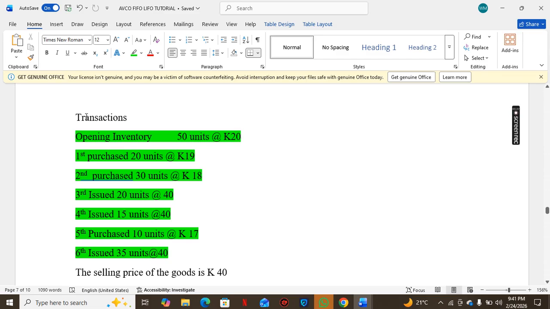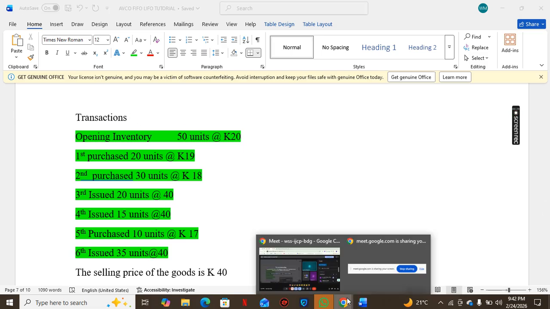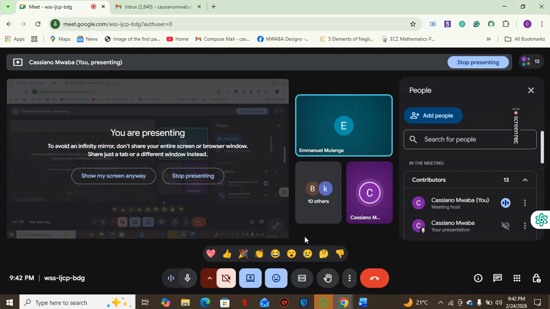Yeah, I've just thought of a business where FIFO can apply. I think our friends who deal in chemistry, selling medicine, it can apply because they follow expiry dates. Oh yes, even butcheries. I also think butcheries. I think also bakeries, I guess so.